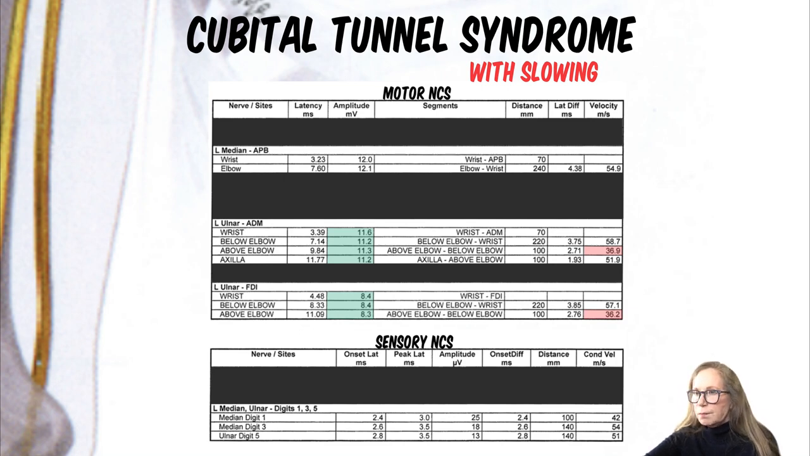If there's a block, then when you're stimulating above the block, like axilla is actually just a little bit above the elbow, and of course above and below the elbow is the cubital tunnel, those numbers would be lower, but the numbers are straight, clean all the way down.